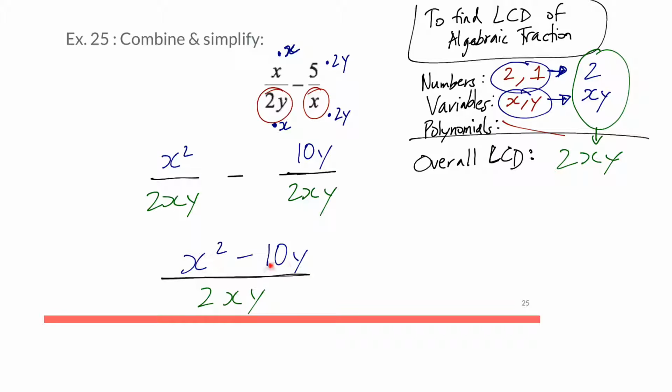Can we subtract these two terms? No. That's because they are not like terms. They have different variables. So this is the answer. That is the single fraction.